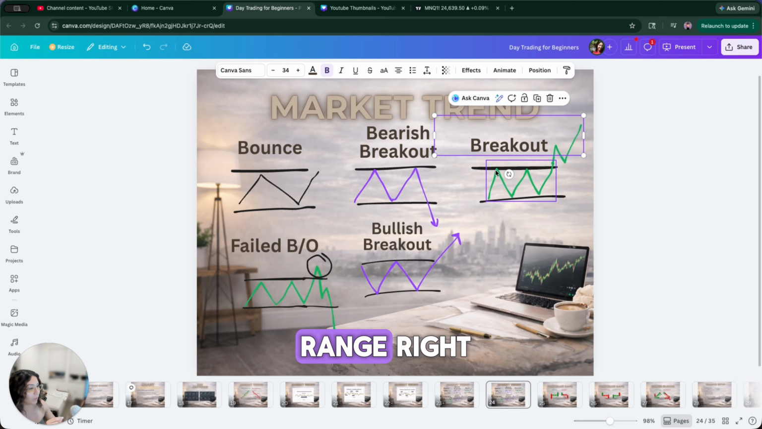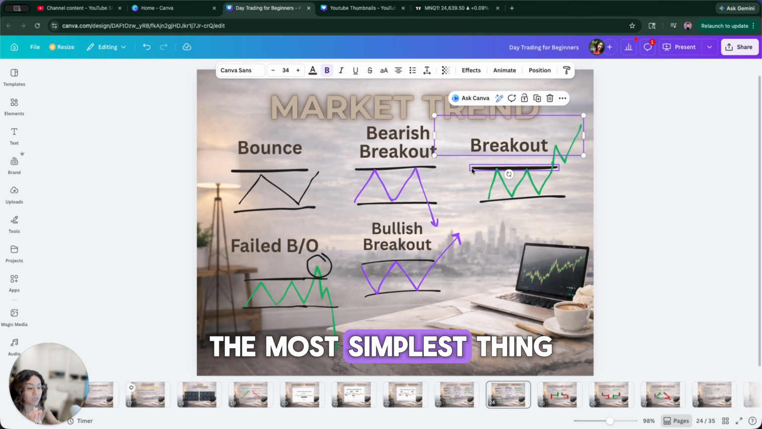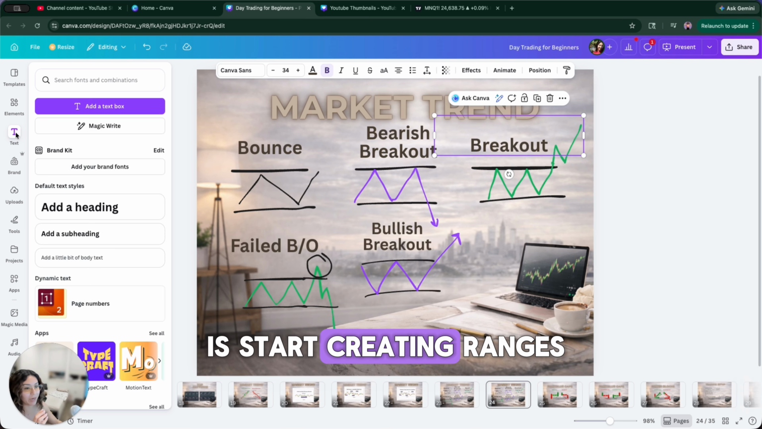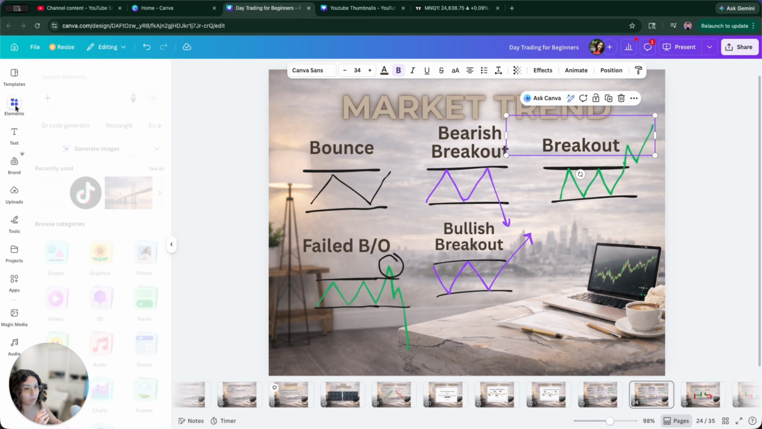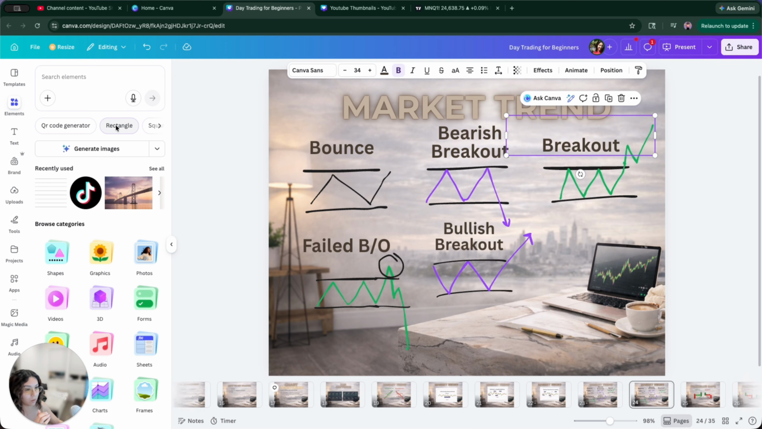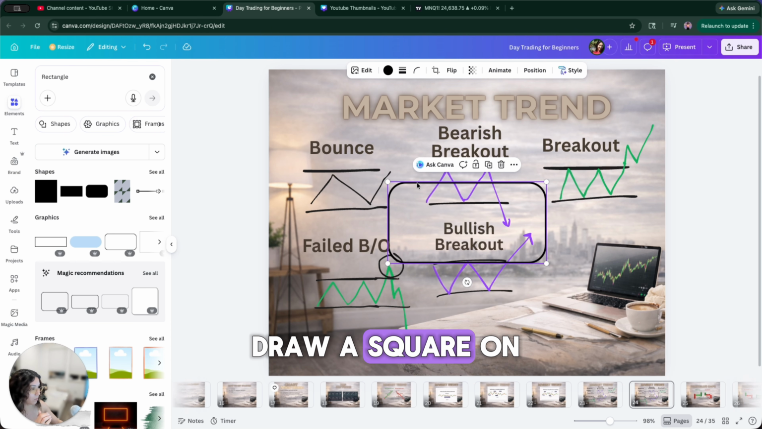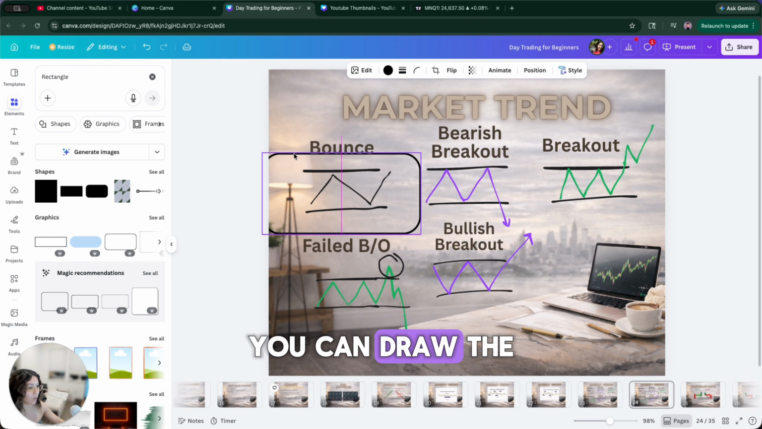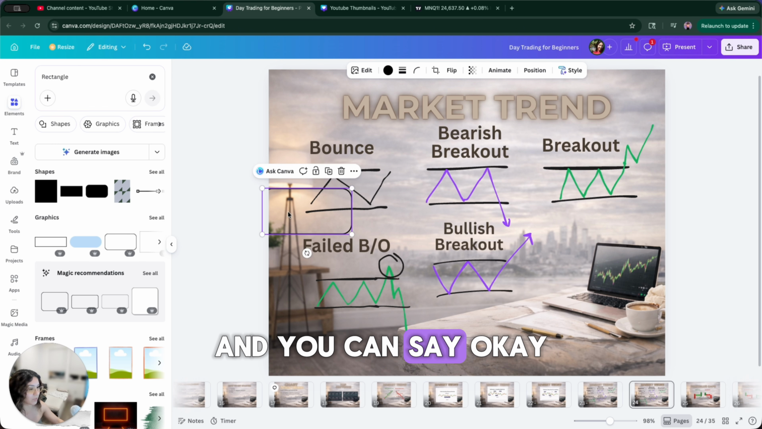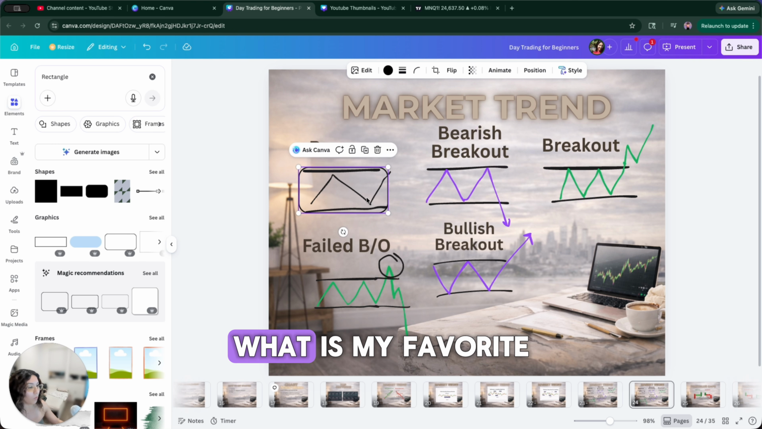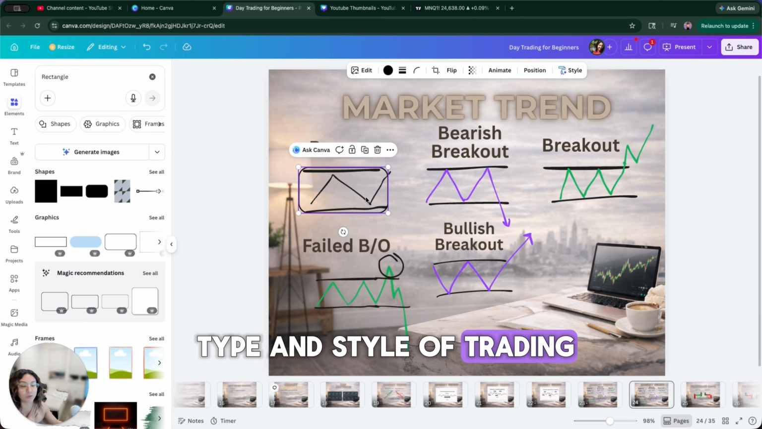When you see a range, the simplest thing that you can do is start creating ranges. For example, drawing a square. So if we draw a square on the chart, you can draw the range like this. And you can say, okay, what is my favorite type and style of trading?